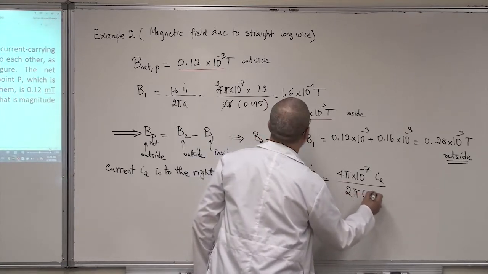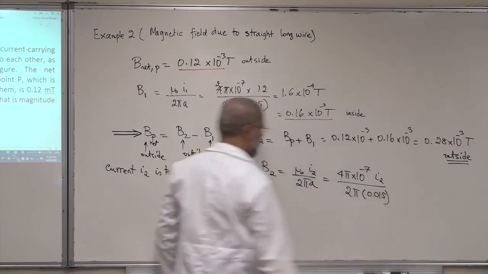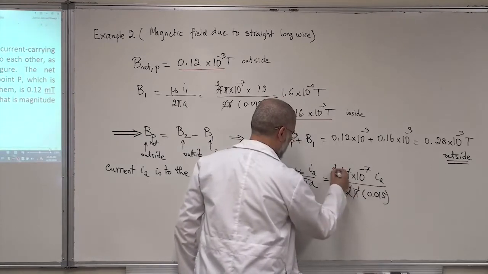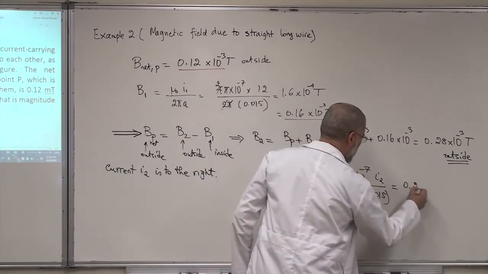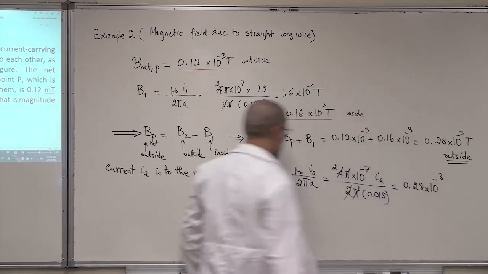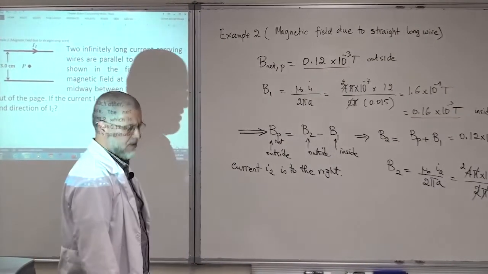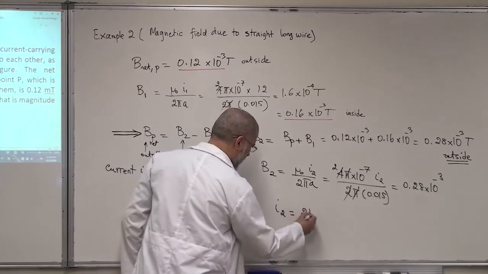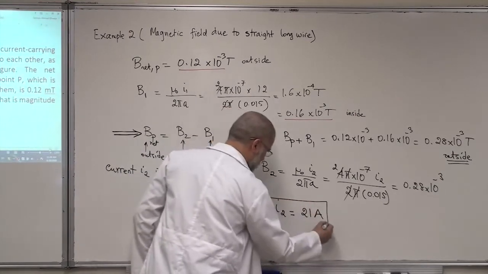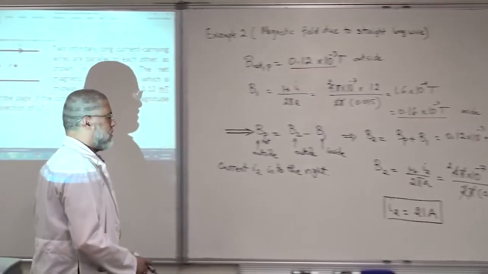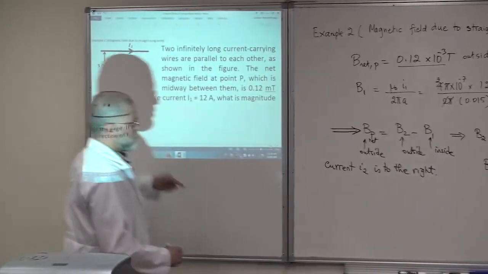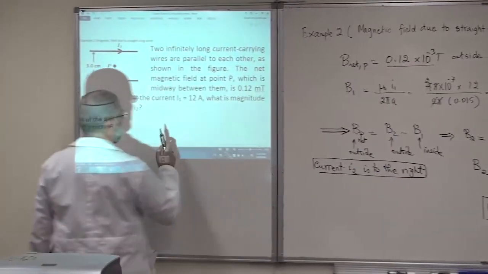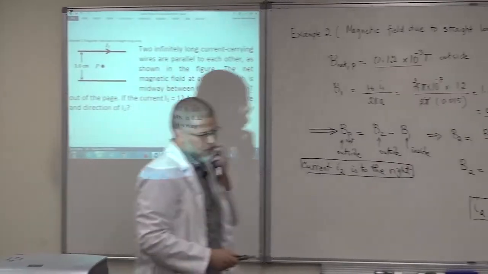A is 0.015 meters, 1.5 centimeters. So the 2 will cancel, this here will cancel, and this should be equal to 0.28 times 10 to the power minus 3. That's the value of B2 that we have found. Now, if you do the calculation correctly, you should get I2 equals 21 amperes. That's the magnitude of the current, and its direction is to the right. That's the answer to the question: what is the magnitude and direction of the current I2?